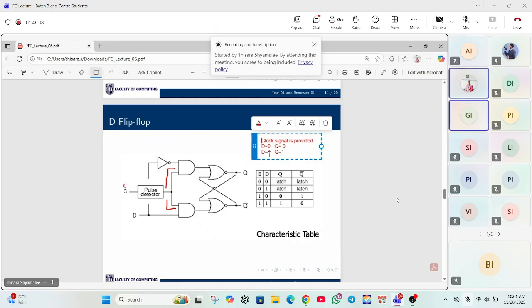Miss, can I know what happens inside the component you labeled a pulse detector? Yeah, wait, I will explain.